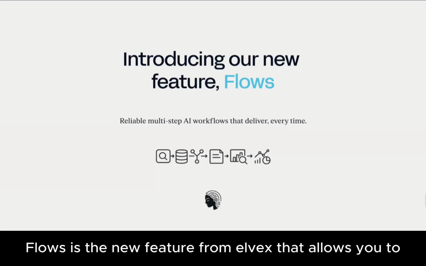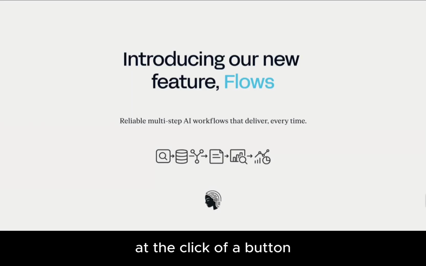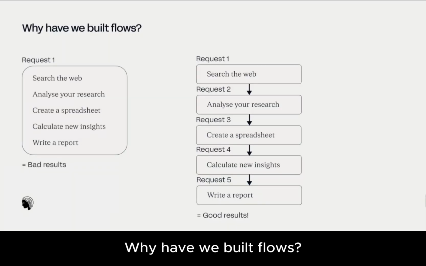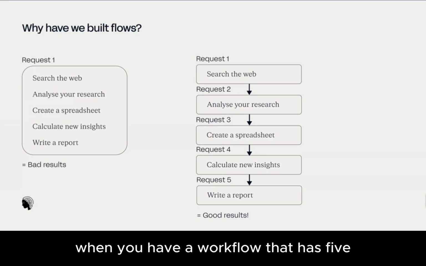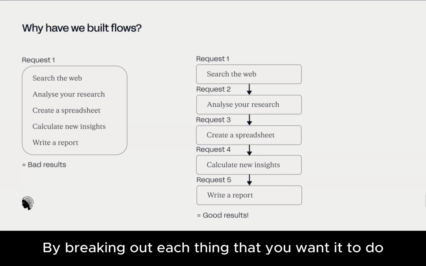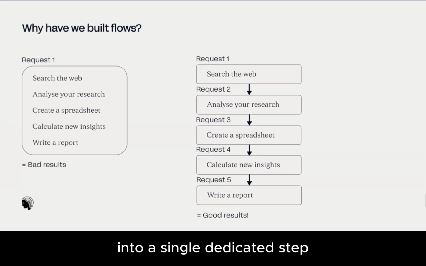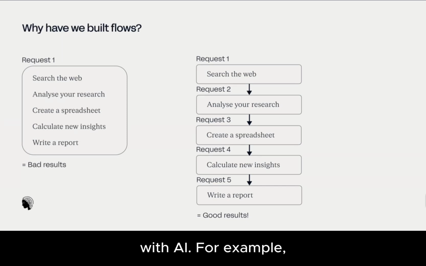Flows is a new feature from Elvex that allows you to sequence multiple steps together to happen at the click of a button. Why have we built flows? AI is really good at reliably performing one or two requested actions at a time, but it tends to fall down when you have a workflow that has 5, 10, or 15 steps all stuffed into a single request. By breaking out each thing that you want it to do into a single dedicated step, you are able to perform much more complex and powerful interactions with AI.